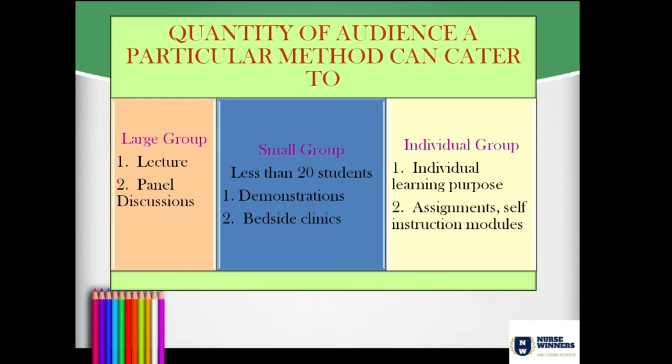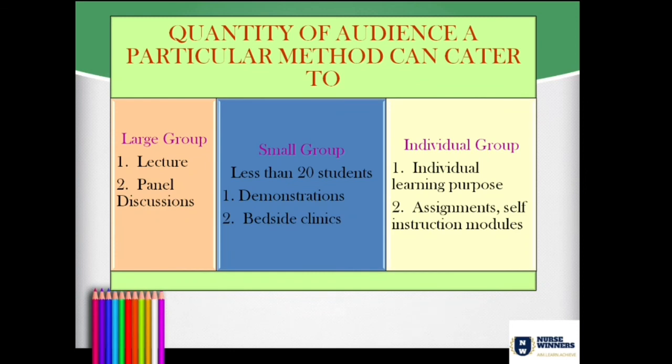And the third category of classification is quantity of audience, that is the number of audience to whom a teacher is teaching. It has got 3 classifications under it. One is large group, second is small group, and third is individual group. So if it is a very big class of 50 to 60 students, we say it is a large group. So the example is lecture method, which may be good in that.